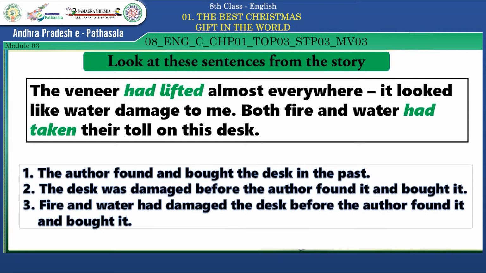Now let us see the part. The author found and bought the desk in the past. The desk was damaged before the author found it and bought it. Fire and water had damaged the desk before the author found it and bought it. That means before the author found the desk and bought it, the desk was already damaged. That means in the past, two actions or events had occurred. What are they? Let us discuss in brief.